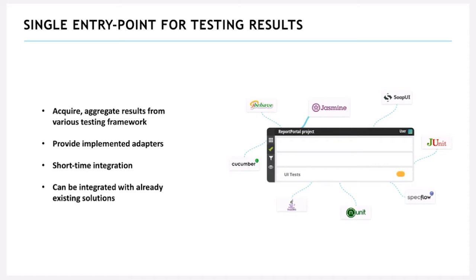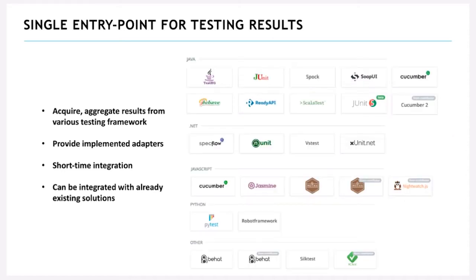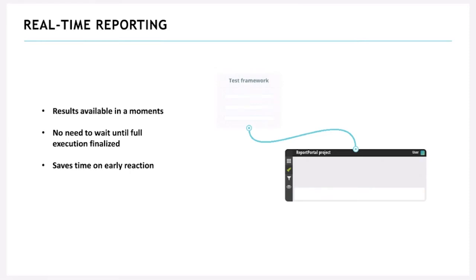The integration with Report Portal is quite easy because there is no need to update your test cases. You just integrate it with the testing engine, which can send the results in real time to the Report Portal server, which can be deployed on your side. The integration is easy because there is a list of pre-implemented adapters available on GitHub, so just go and connect it to your test automation.